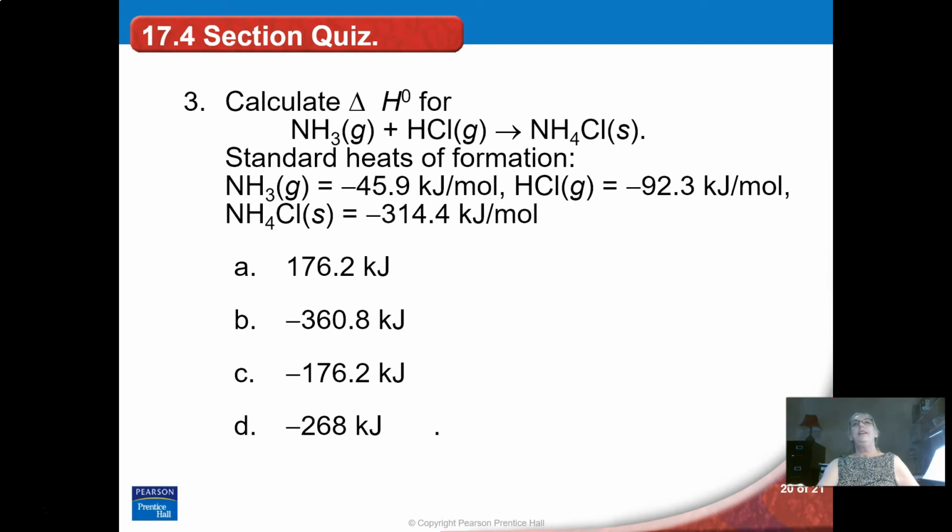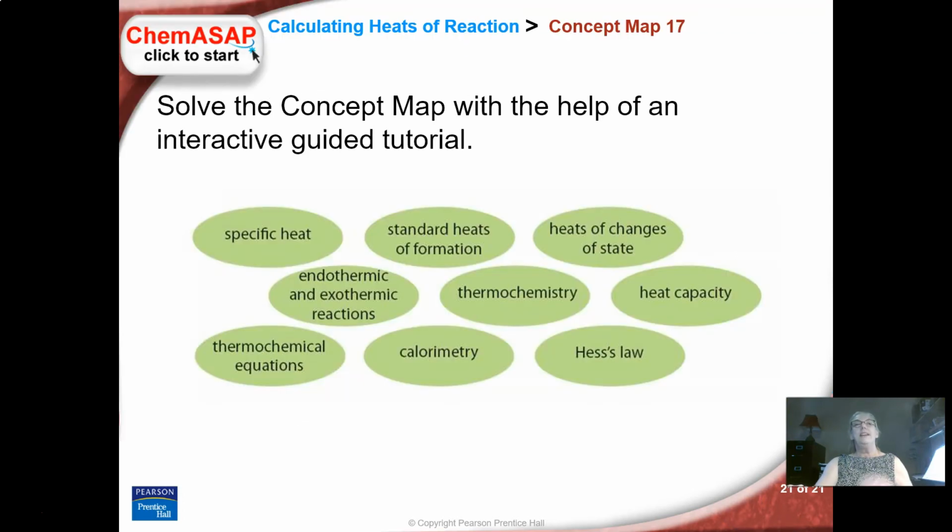So remember products minus reactants. Luckily, these are all 1 mole things, so it should be pretty easy. So you should get that one if you do it correctly. So we're done with that.